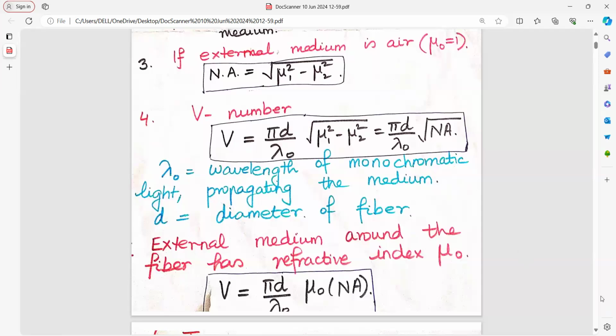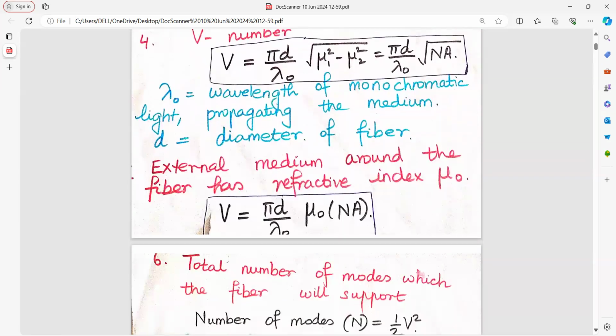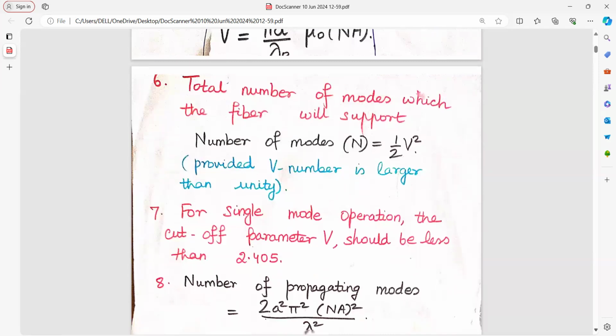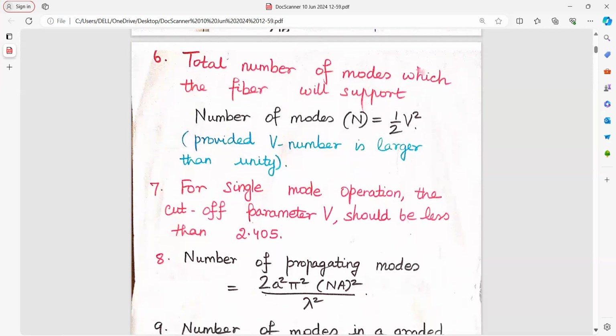If external medium around the fiber has a refractive index of mu naught, then the formula gets multiplied by mu naught. Total number of modes which the fiber will support is equal to V square upon 2, provided V number is larger than unity. For single mode operation, the cutoff parameter V should be less than 2.4.